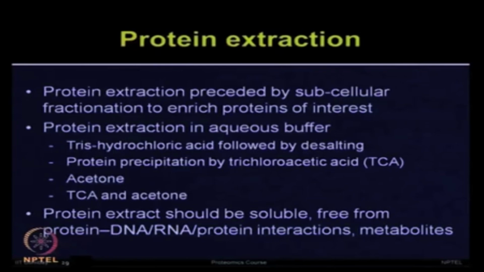So, for protein extraction in the aqueous buffer, one can follow different types of procedure: either use Tris hydrochloric acid followed by the desalting method, protein precipitation by trichloroacetic acid or TCA, or acetone alone, or trichloroacetic acid and acetone. I will give you more specific compositions and recipes when I talk about specific examples, how to perform protein extraction for serum, bacteria and plants.